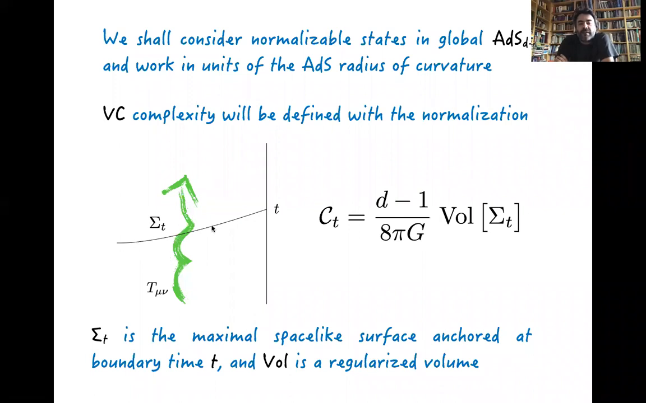And the extremal surface is anchored at point T. The complexity, volume complexity, is just the volume, some regularized volume of this thing, with a normalization that I choose like this for no good reason. Okay, so this is the setup.